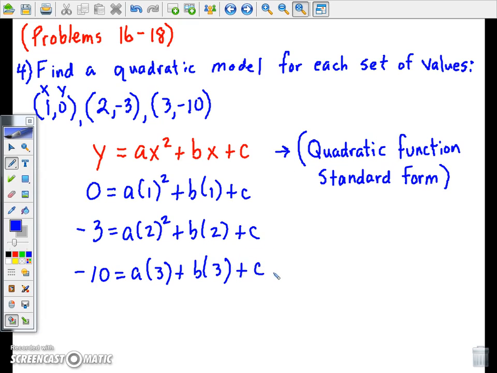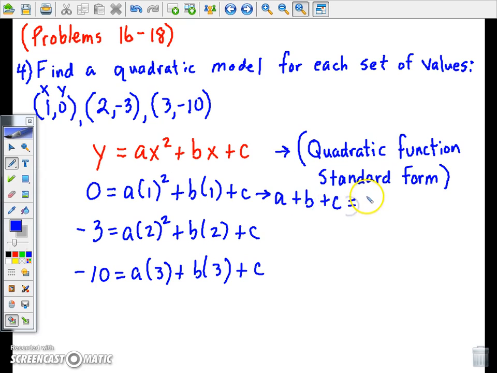All right, so far all I've done is take each of the ordered pairs that I'm given, starting with the standard form, and I've substituted in x and y from each ordered pair. And now I'm going to do what I call cleanup. For example, what is 1 squared? 1. And 1 times a is just a. 1 times b is just b plus c.